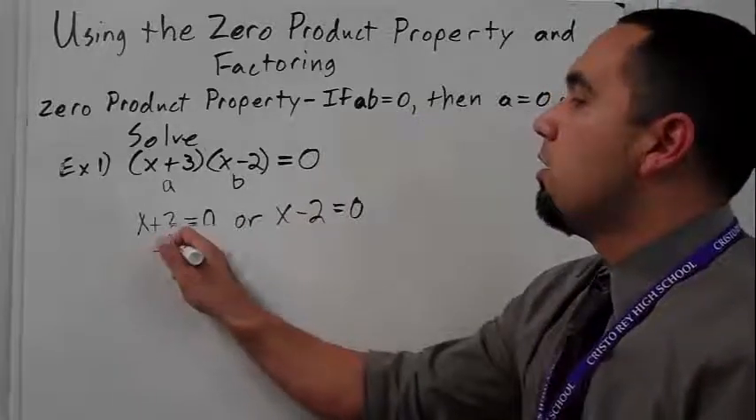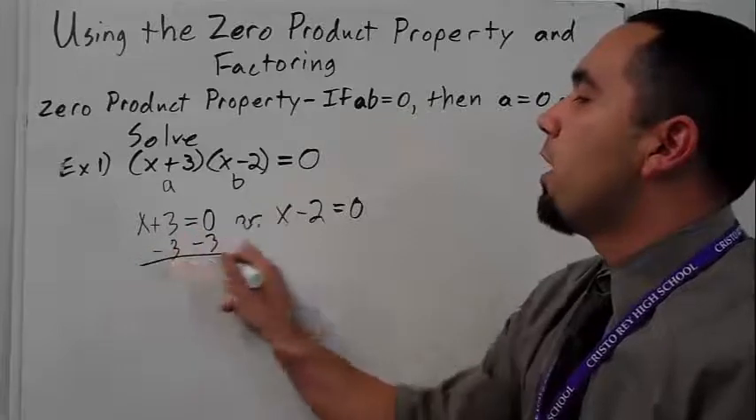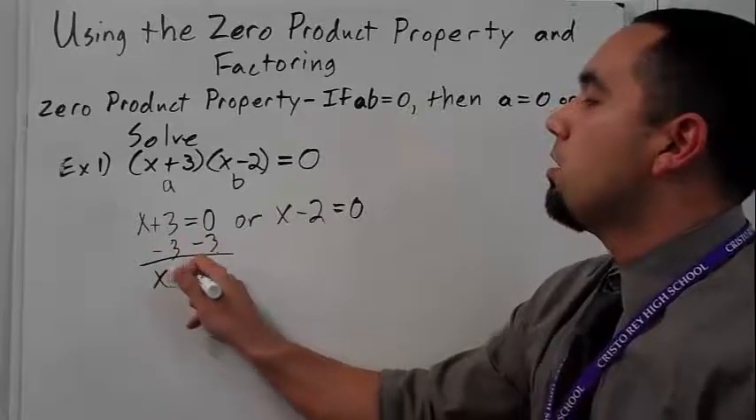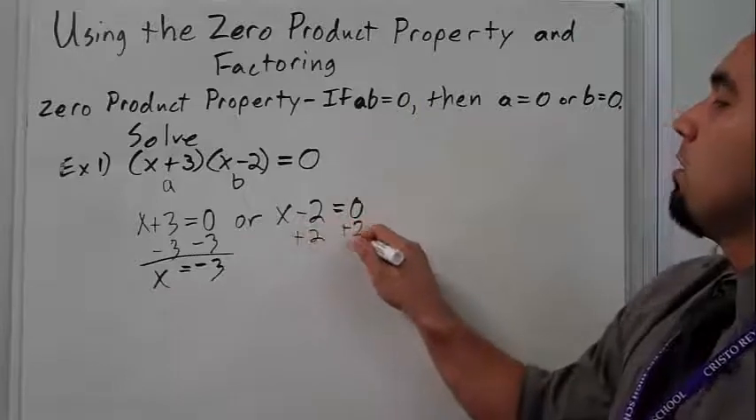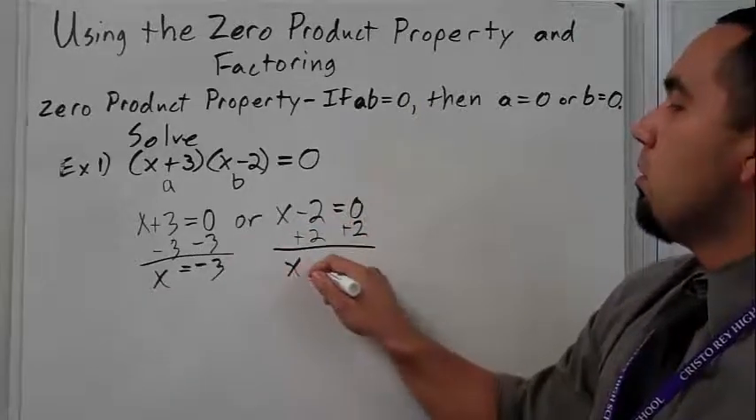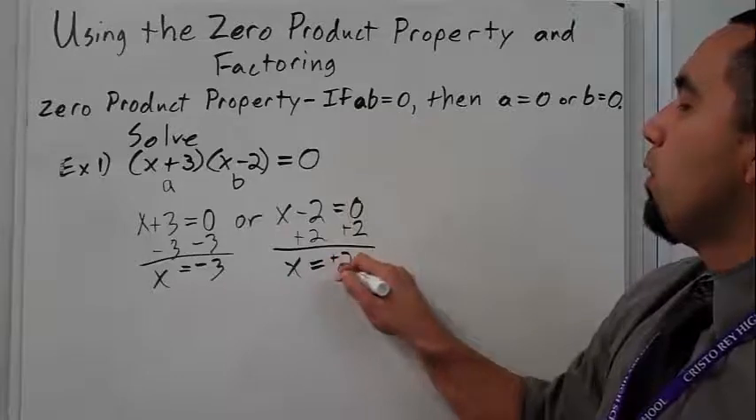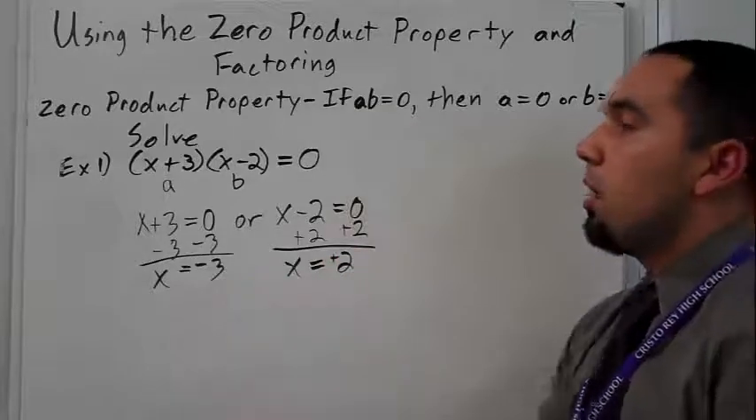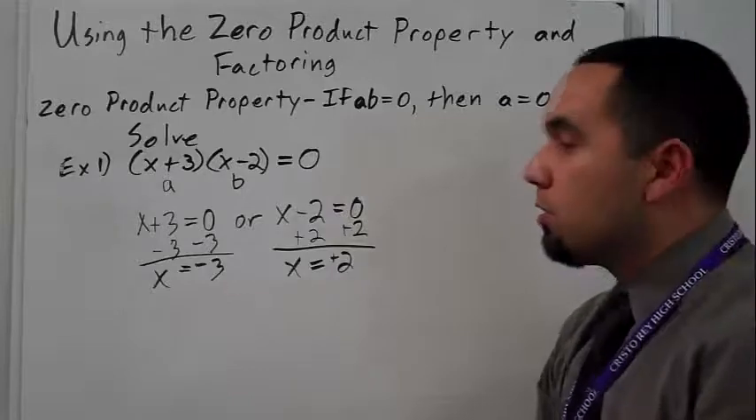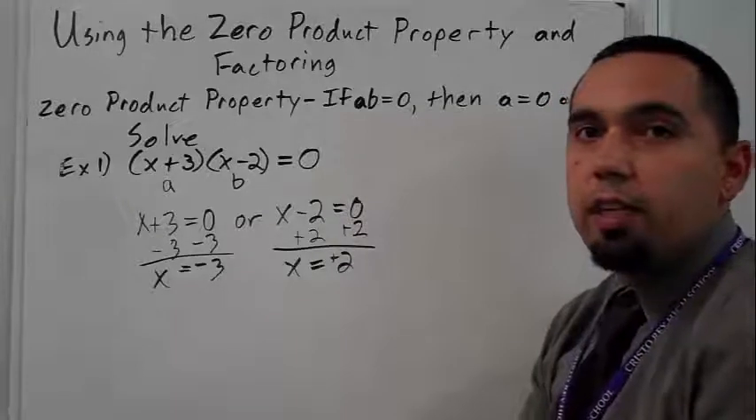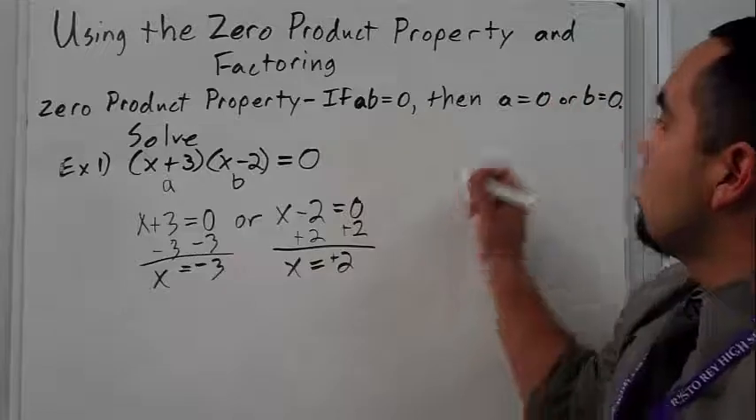Well, I see here all I have to do is subtract 3, and I get x equals negative 3. And here I just have to add 2, so I get x equals positive 2. And these would be my two answers. Okay? Of course, when you're doing this, I would always suggest plugging in your answers and making sure that they make sense. So let's do that real quick.